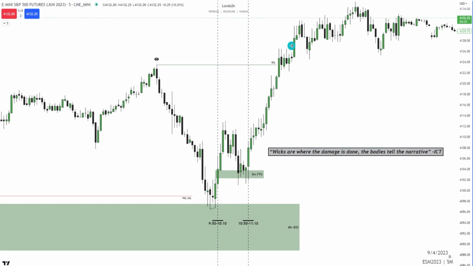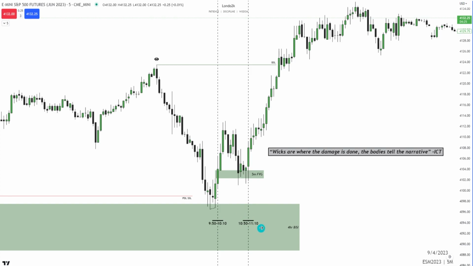and then pushes right back up and takes off. If you entered here, you're just waiting, and it seems like it's not going anywhere. But once time aligns with price, then you get your move. That's why it's time and price.